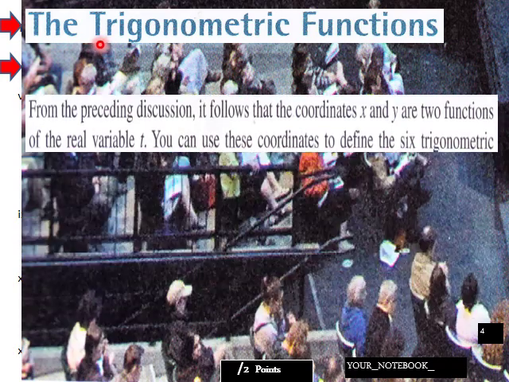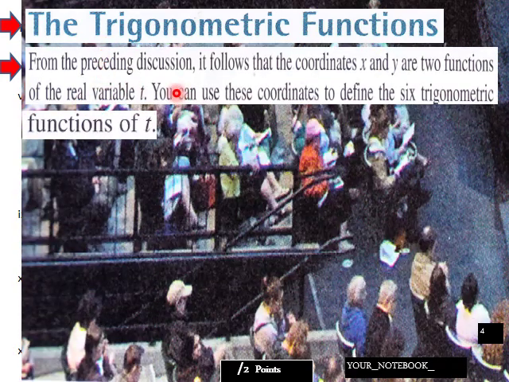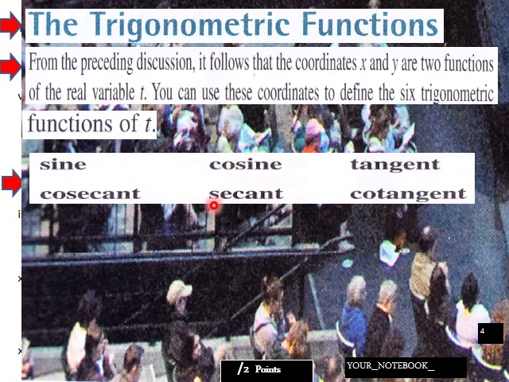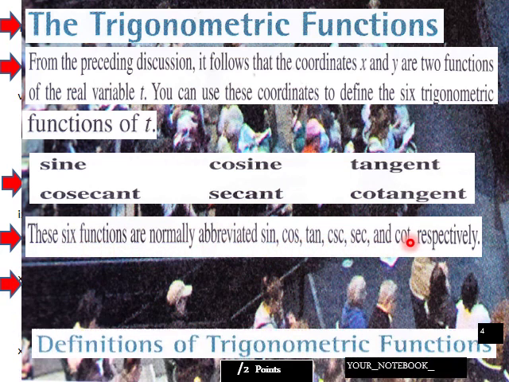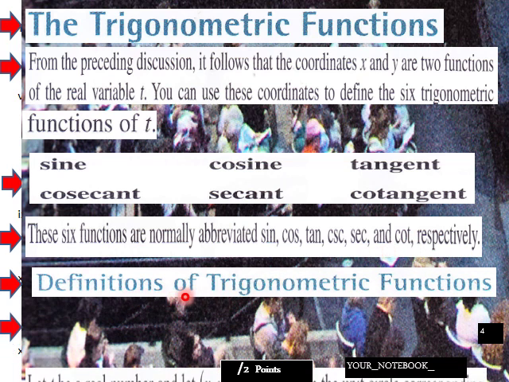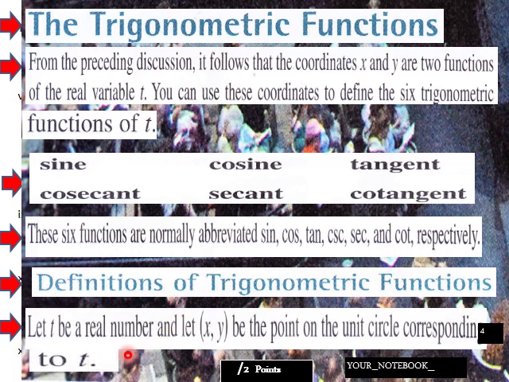The trigonometric functions. From the preceding discussion, it follows that the coordinates x, y are two functions of the real variable t. You can use these coordinates to define the 6 trigonometric functions of t: sine, cosine, tangent, cosecant, secant, and cotangent. These 6 functions are normally abbreviated like this, and here are the definitions of trigonometric functions.